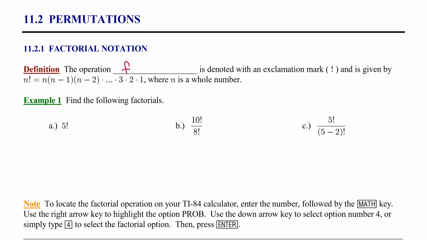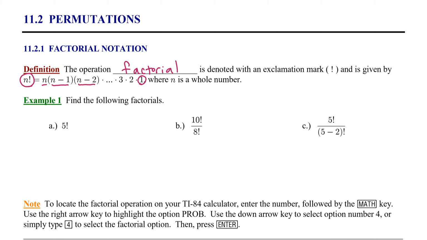The operation factorial is denoted with an exclamation mark, so it looks like really exciting math. We read this n factorial, but it looks like we're really excited about n. The way that we expand a factorial is we take the number n and multiply it by the next integer less than itself by 1, times the next integer less than itself, and we continue this process until we get down to 1. That looks a little confusing, but you'll see it's really a quite simple operation when we actually get a number in there. For example, find the following factorials.